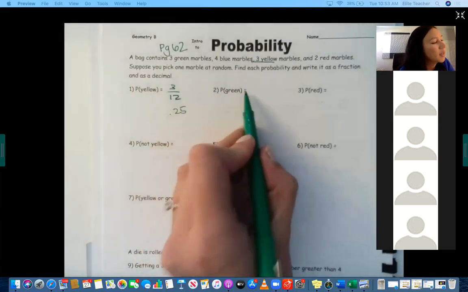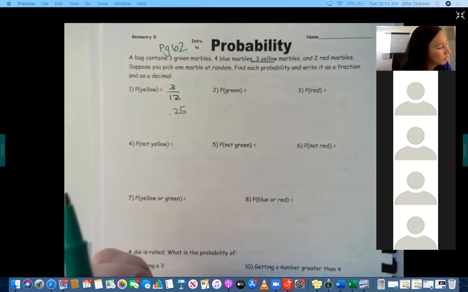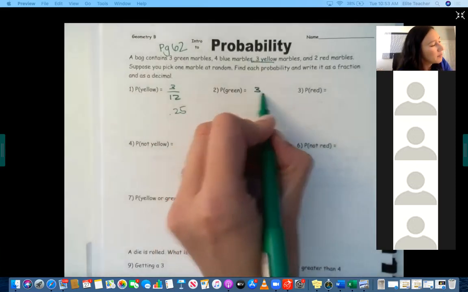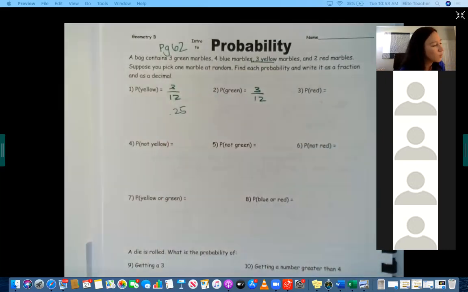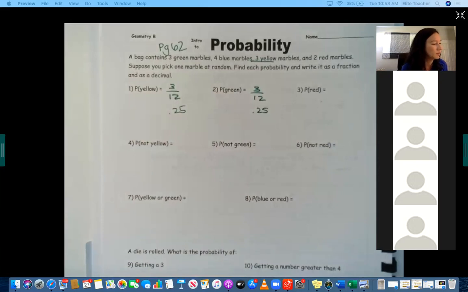And then the probability of picking the green. What would the probability of picking green be? 3. Yep, 3 out of 12. Very good, which would also be 0.25. And the probability of picking a red?